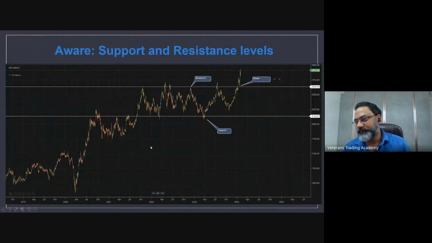This further shows the importance of support and resistance: how these are formed, how this can be seen in the charts, and what kind of action can be expected from a stock at support and resistance.